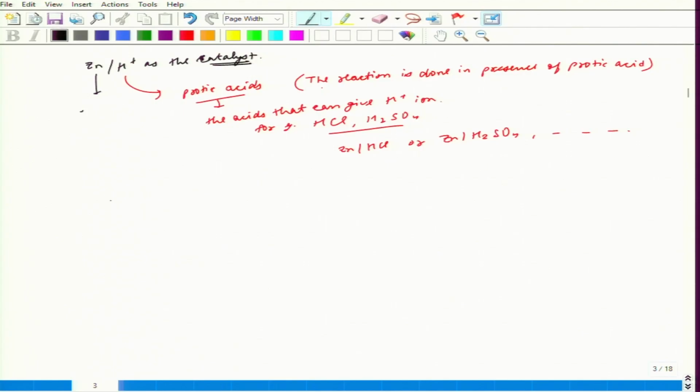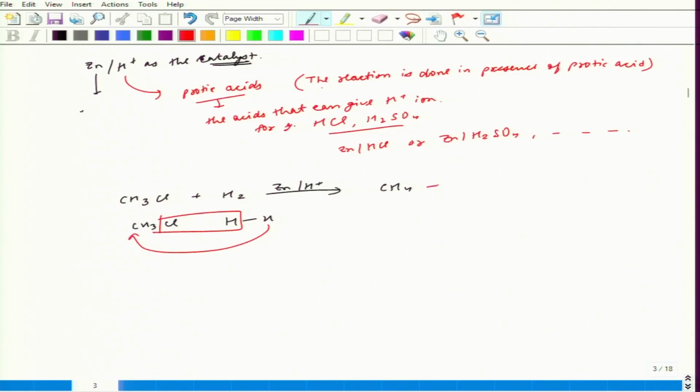So, what have we formed? CH3Cl, we have added a hydrogen molecule in the presence of zinc and protic acid to give us the methane. What happened to this hydrogen? This one H went to the carbon, and this one H and Cl removed to form one HCl molecule, and that is how we get alkane as a product. Okay. So, this is how we can produce alkanes from the alkyl chlorides.